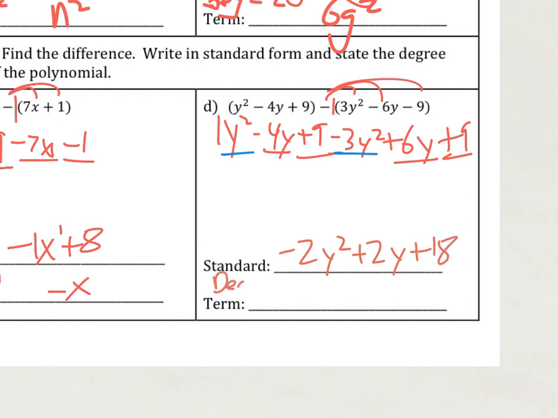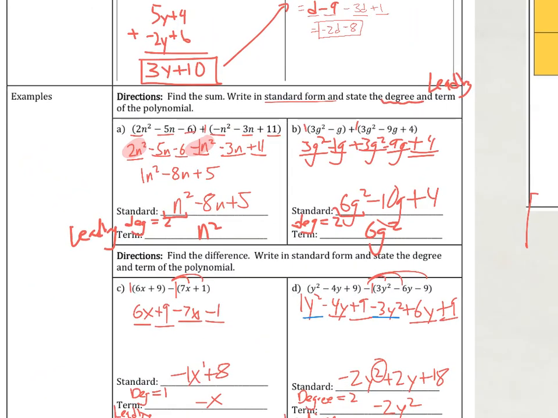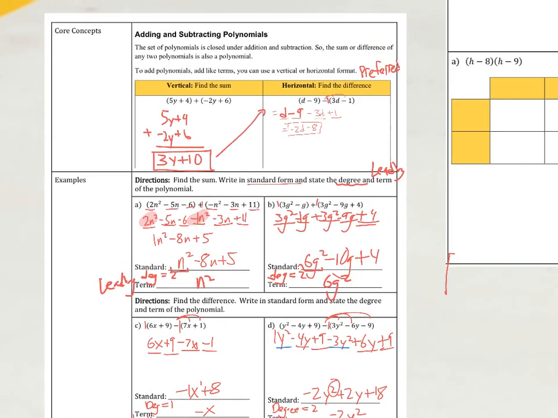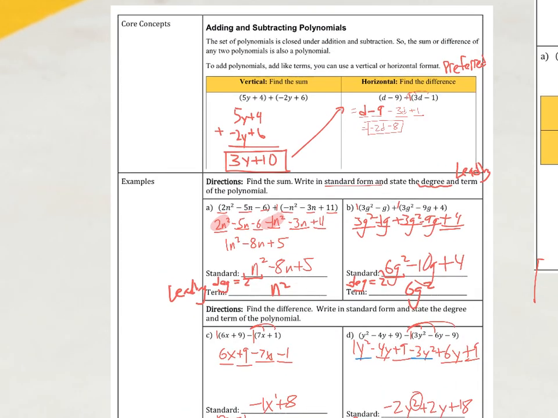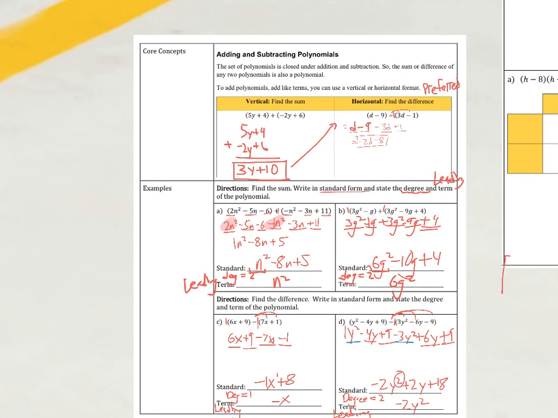So our degree here is 2. That's this power right there. That's the largest exponent. And the leading term here is that negative 2y squared. So that's the idea of adding and subtracting. All right? Next, we're going to take a look at some multiplying. What do we do when we multiply? Remember, when you're adding and subtracting, the key is to combine like terms and only like terms.